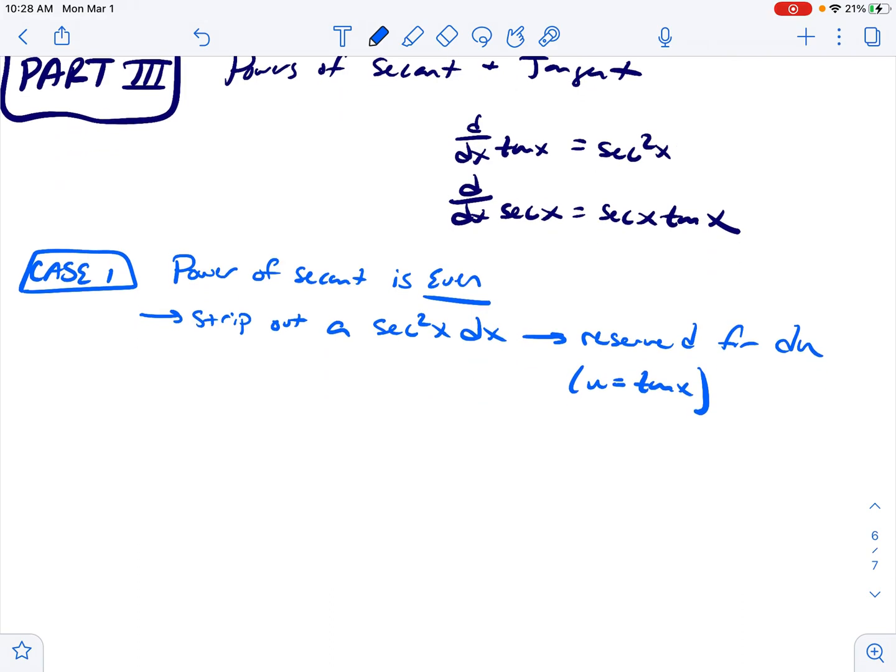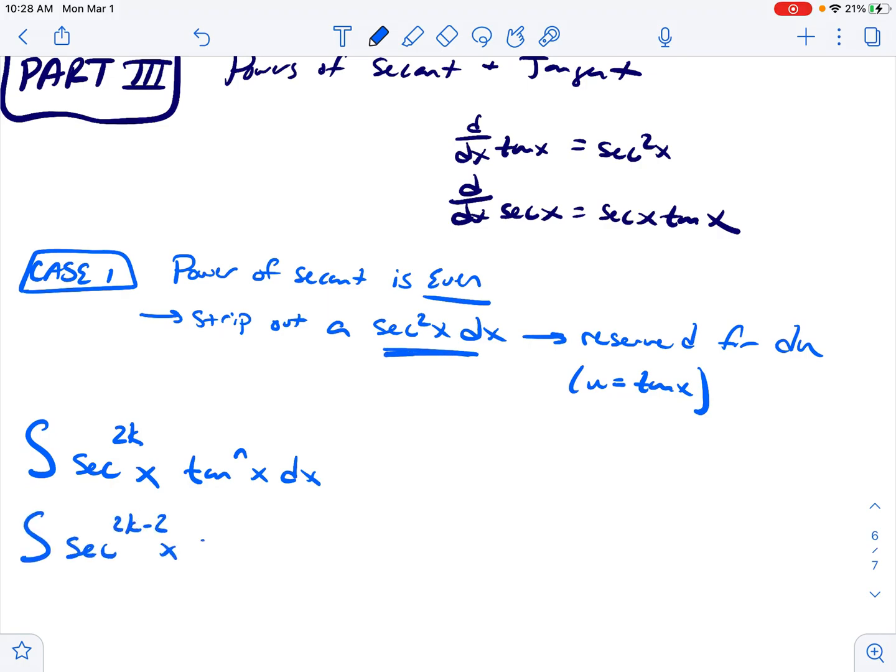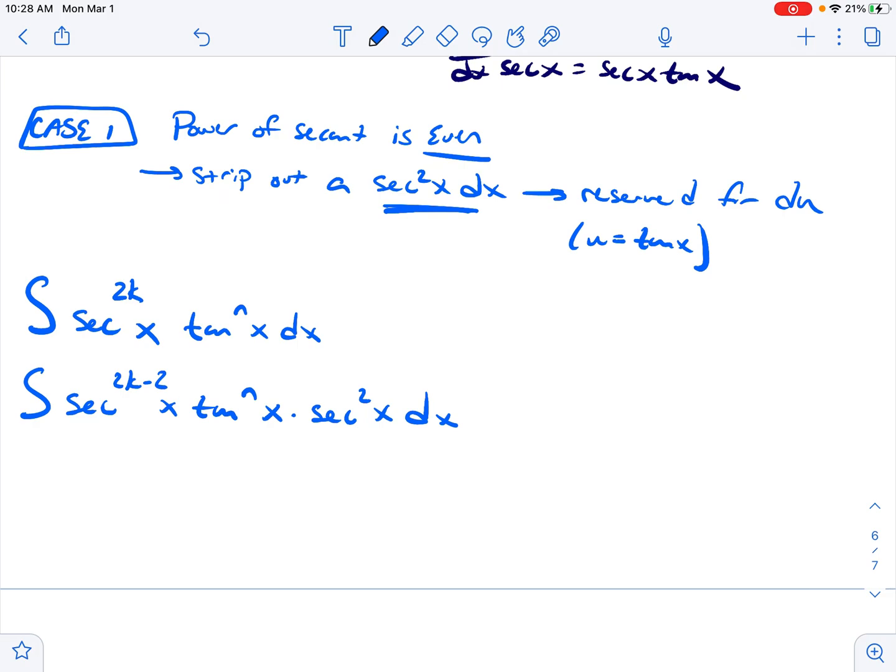Okay, so here's kind of the general idea. Secant to an even power, I'm going to write that as the 2k power. So for any number k, 2k is even, times tangent to whatever power n. I'm going to break off a secant squared, so I have to subtract 2 powers. Secant 2k minus 2 x, tan to the n x, then times the secant squared x dx I just broke off, okay?